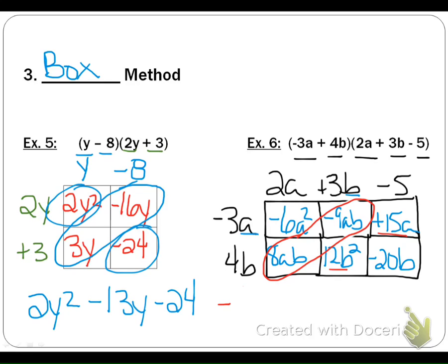So the answer is negative 6a squared minus 1ab. Okay, so here we have the problem where we have two variables, a and b, and we're trying to figure out what order to write our terms in.